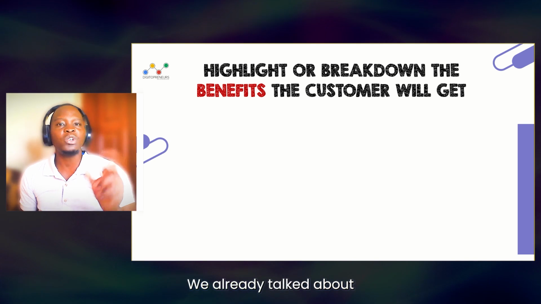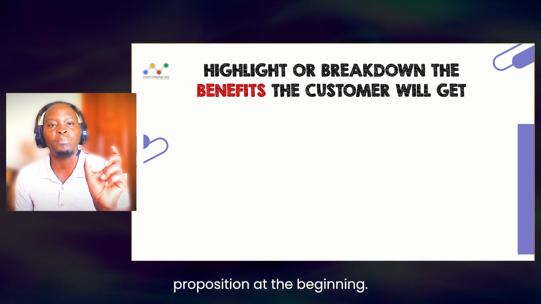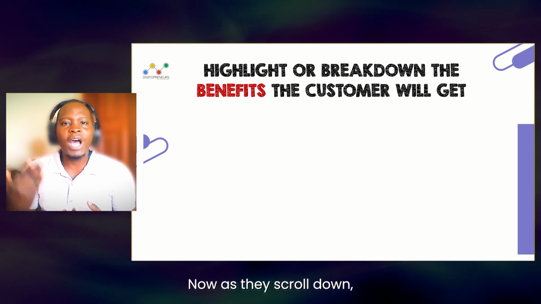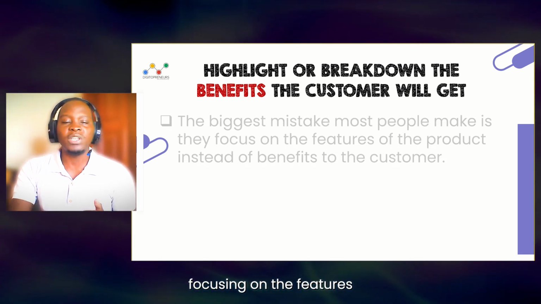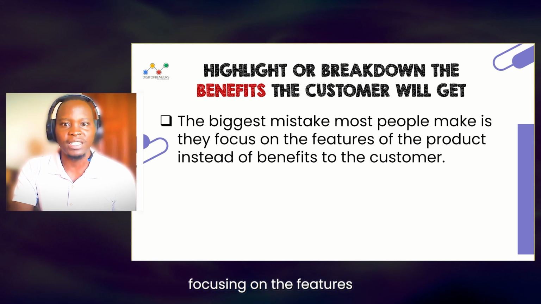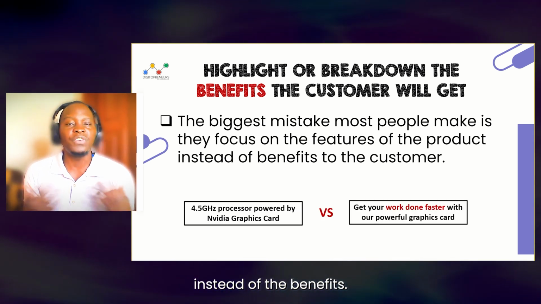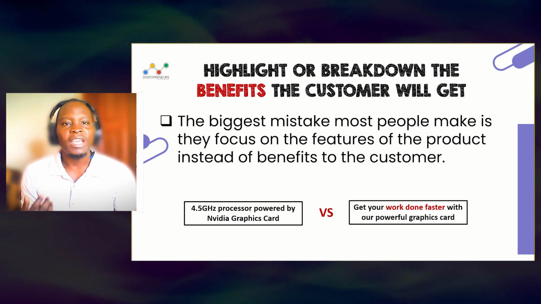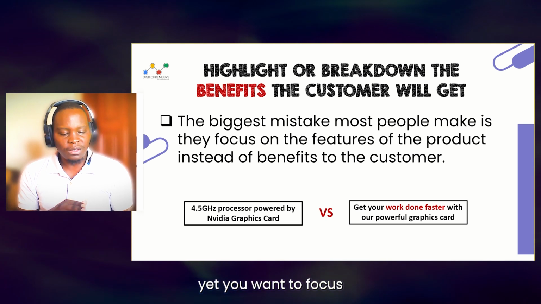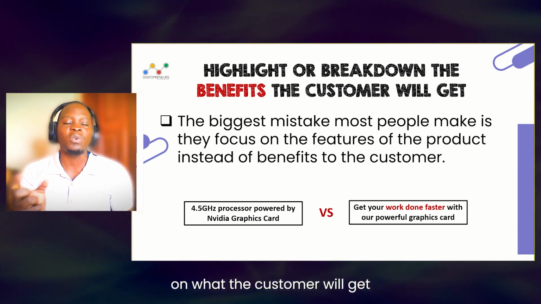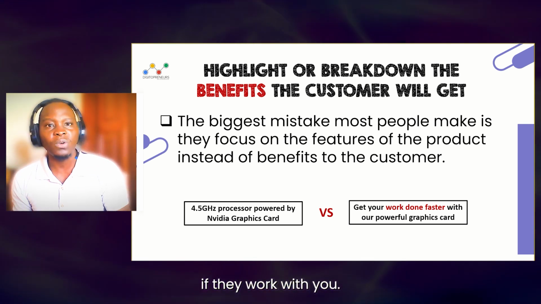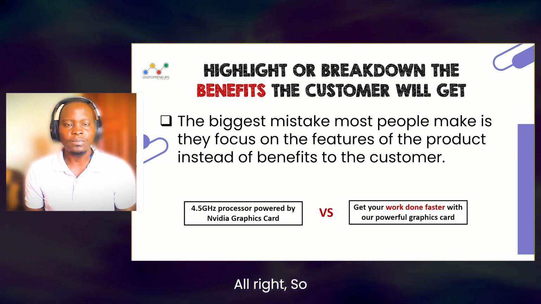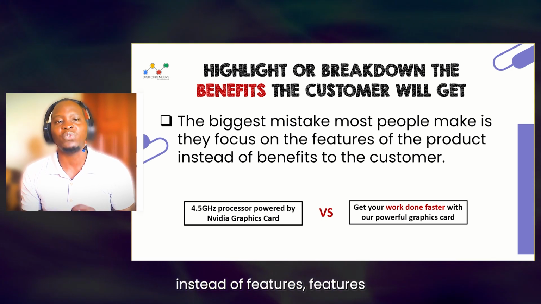Okay, always highlight or break down the benefits the customer will get. We already talked about the customer value proposition at the beginning. Now as they scroll down, I've seen most websites make the mistake of mostly focusing on the features instead of the benefits. Yet you want to focus on what the customer will get or the visitor will get if they work with you. All right, so focus on benefits instead of features.